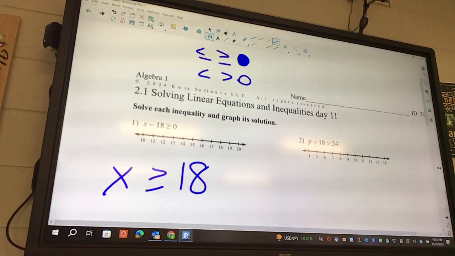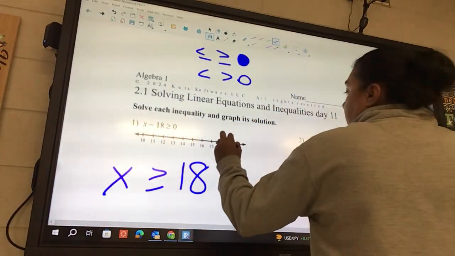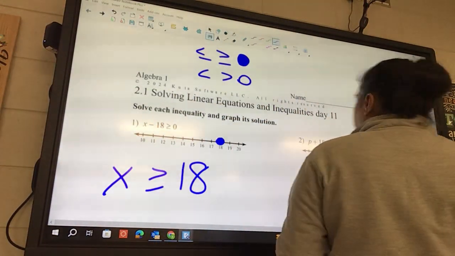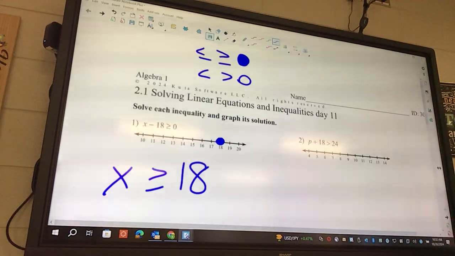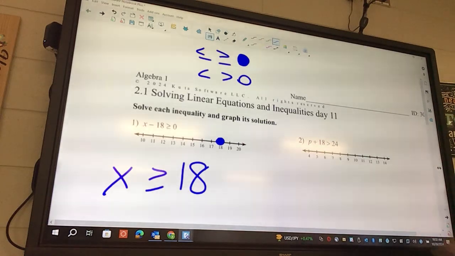Okay, so the 18 is gonna be closed, going which way? I'm not sure. Okay, which way is it? What's the alligator eating, the letter or the number? Letter. He's eating the letter, so he's still hungry, okay, so he's going this way.